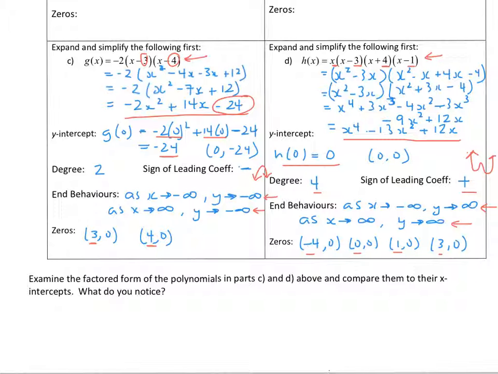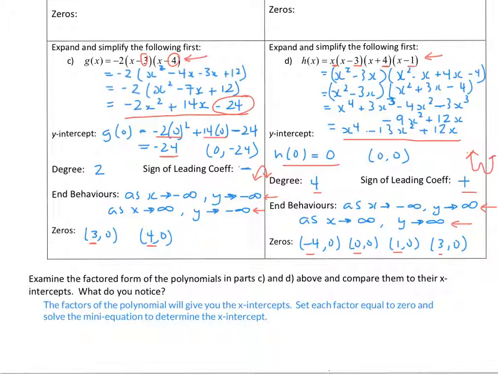So determine the factored forms of the polynomials in C and D and compare them to their x-intercepts. And what do you notice? So I've already kind of pointed that out to you, but hopefully what you're noticing is that the factored form is what tells you the x-intercepts for any polynomial function. So it's true when we're working with parabolas. It kind of is true also with lines if we think about writing them in their factored form, which we never have done, but if we did, it would also be the x-intercept. So that's what we want to put there in this blank.